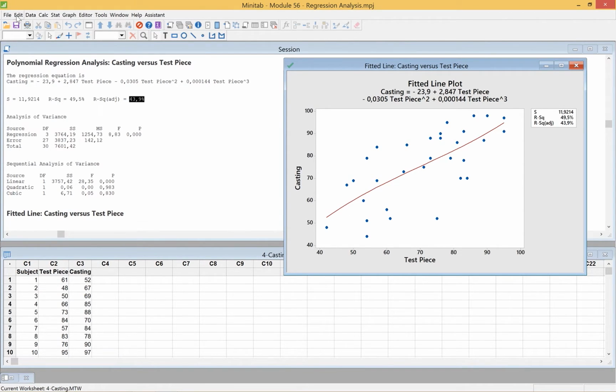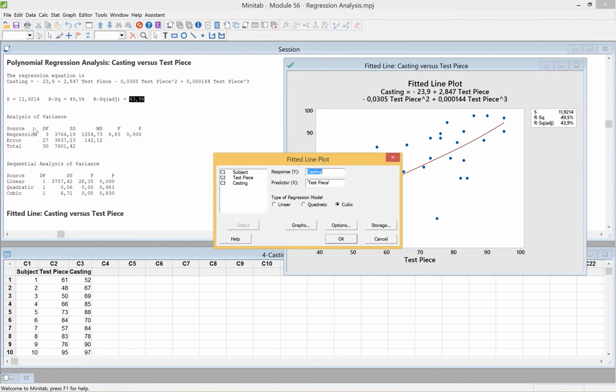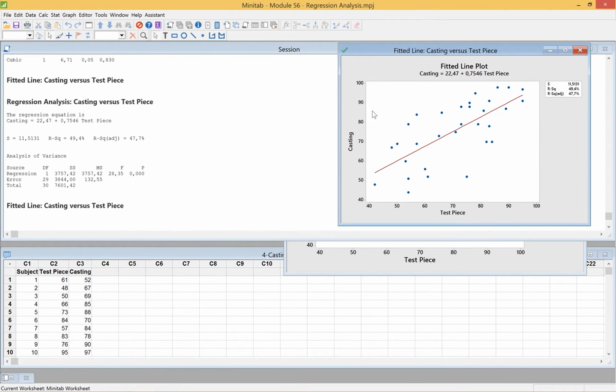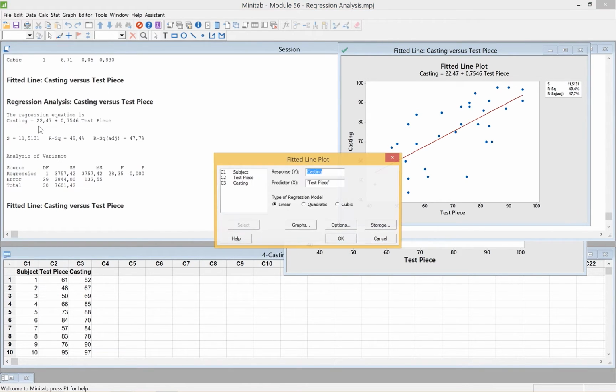So let's go edit the last dialog box. And let's change this to linear, okay, instead of this cubic fit that we had. And so now I see here's a linear relationship, okay? Now, can I improve my understanding of this? Well, actually, I can. Let's go back to edit the last dialog box one more time, okay?